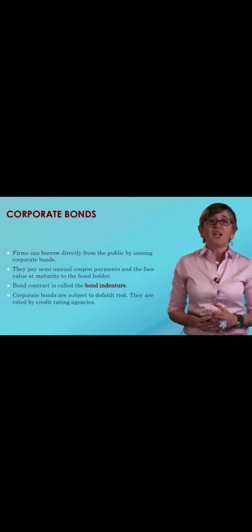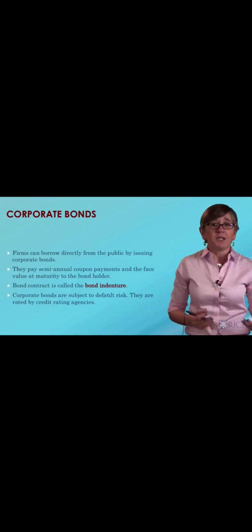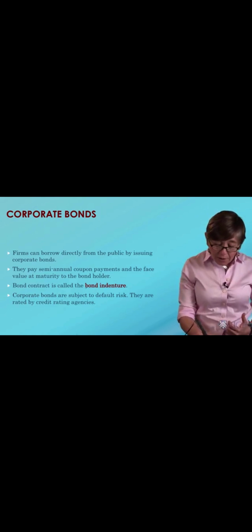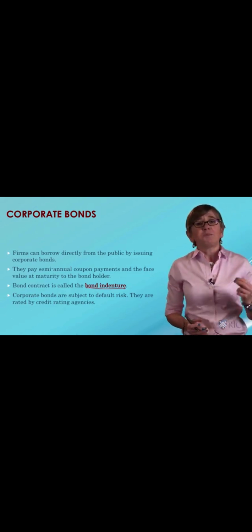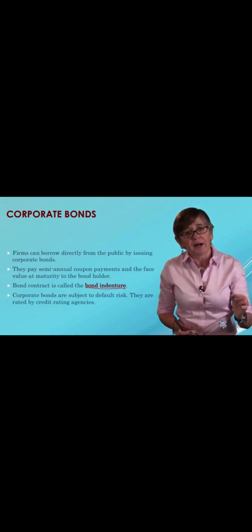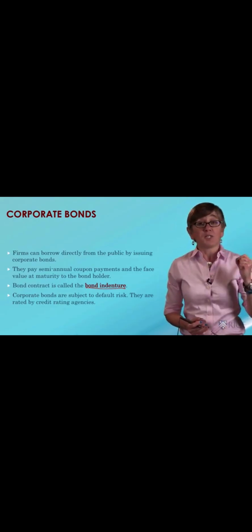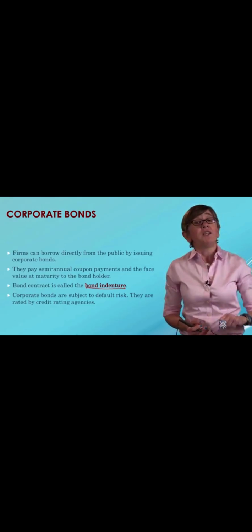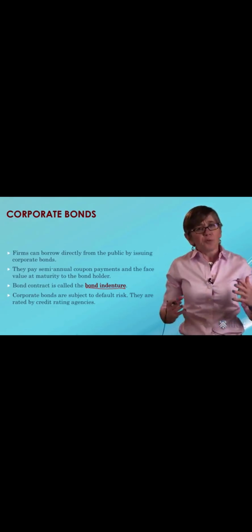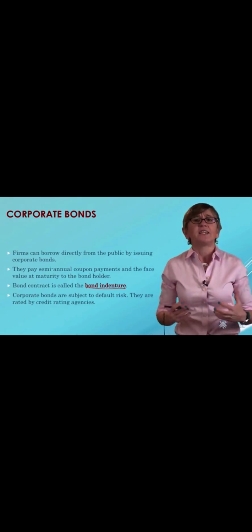The bond contract between the issuer and the bondholder is called the bond indenture. The bond indenture specifies all the features of the bond. So, for example, it will specify the coupon rate, the maturity, the face value, as well as any other covenants that the bond may carry.